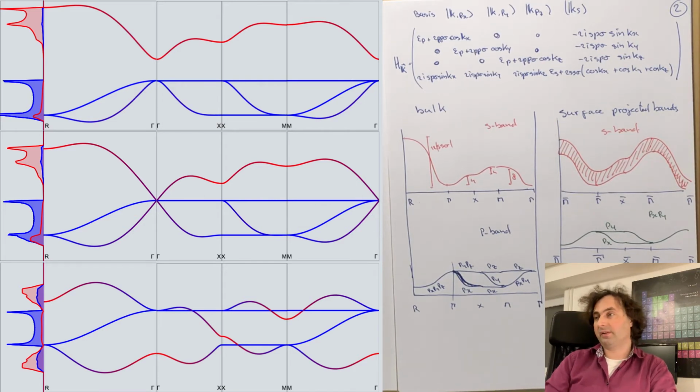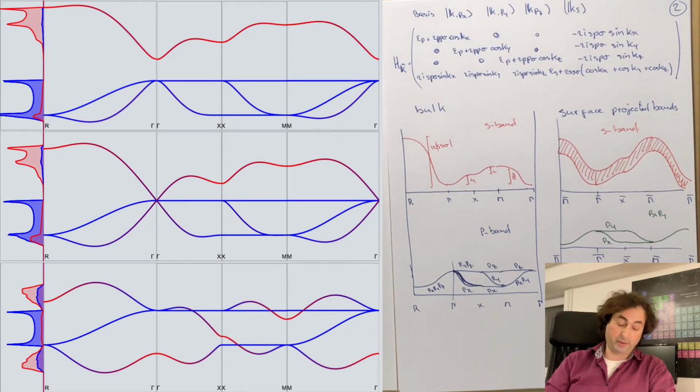Then, because the S band can only interact with a single P band, you can move from gamma back to R by a P band. And then from R you can move to gamma by a band that starts as a P band and then changes into an S band when you're at gamma.